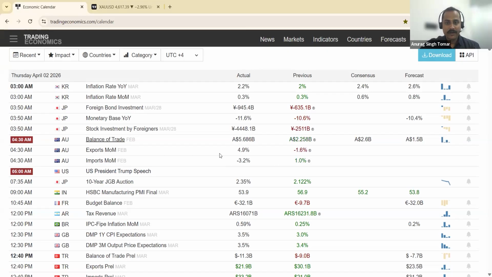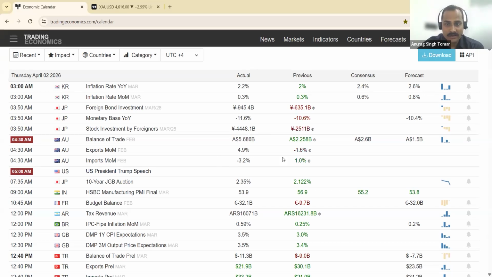Now for the Australia balance of trade, if you see, it is very good, right? Previously it was 2.25 billion and right now it is 5.68 billion. That means they have a surplus, right? And when they have a surplus, I don't know why they charge so much income tax. If any economy is in surplus, they should not have income tax at all.